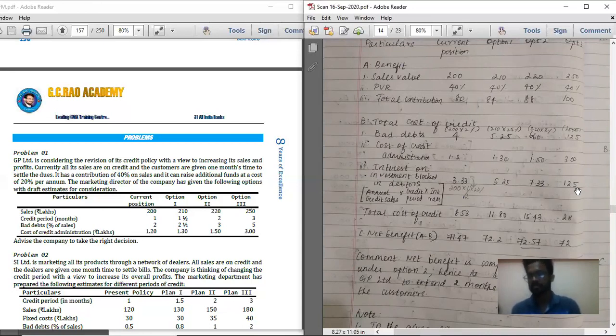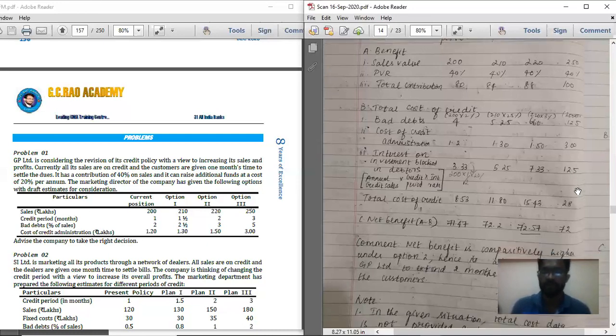Under option 3, 100 minus 28. That is 72. So net benefit is 71.47, 72.2, 72.57, and 72. Among these 4 items, under 4 options, which is giving the higher benefit? Option number 2, that is 72.57. So option number 2 is giving greater benefit.